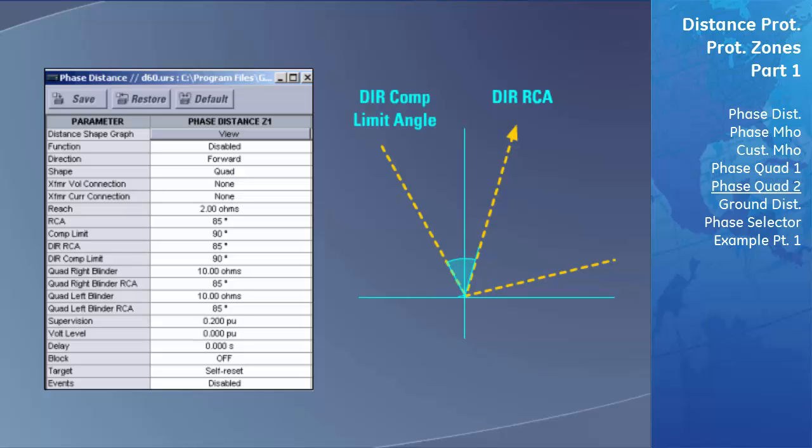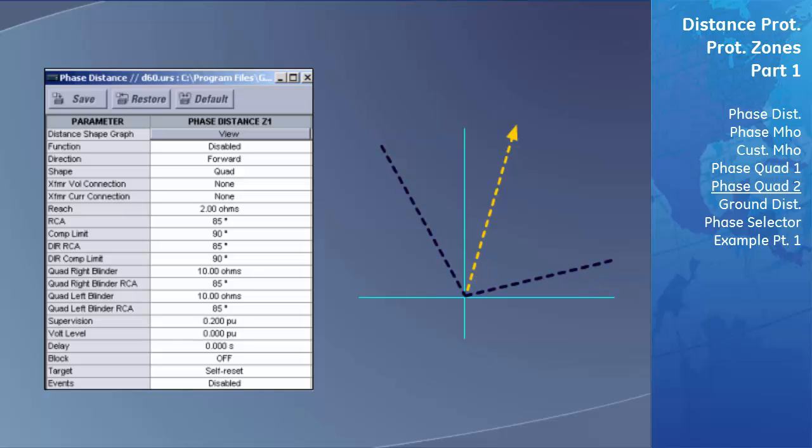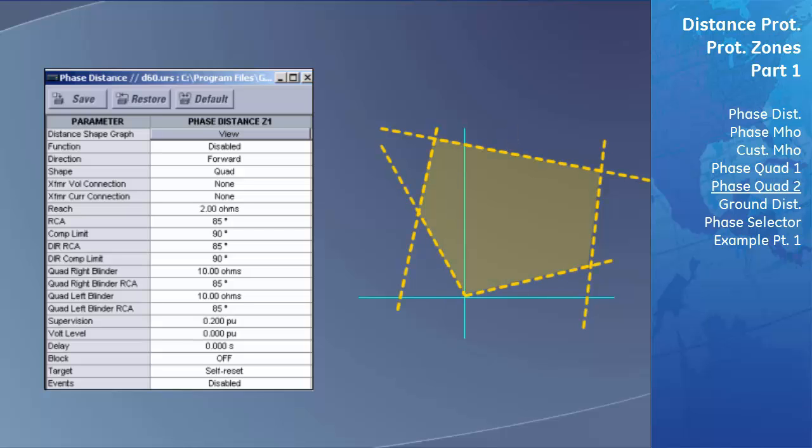The directional comparator limit angles are used to define how far away from the directional reach characteristic to cut off the zone of protection. The directional reach characteristic angle is specified in degrees away from the x-axis, and the directional comparator limit is specified in degrees away from the directional reach characteristic angle. The two lines formed by these settings now define the bottom limit of the quadrilateral zone of protection.